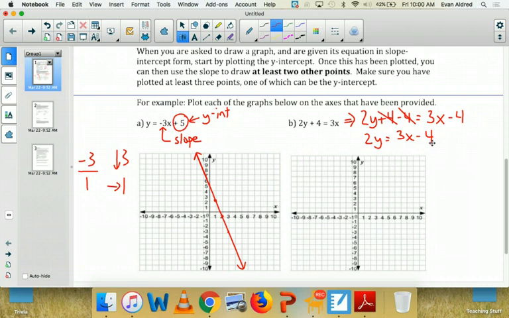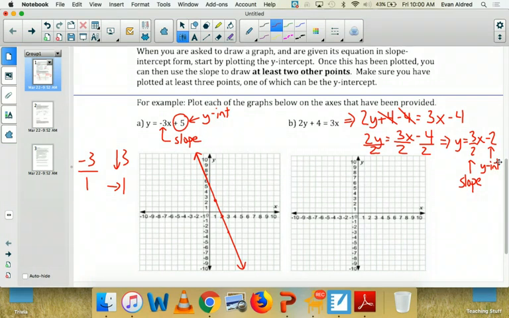Now y is on its own side of the equation, but it's not 1y, it's 2y. So we have to get rid of that 2, which again we do just by dividing out by that coefficient. And we're left with y equals 3 over 2x minus 2. So again, now that we know how to read our equation, this is the slope, 3 over 2. This is the y-intercept. It lies at y equals negative 2.